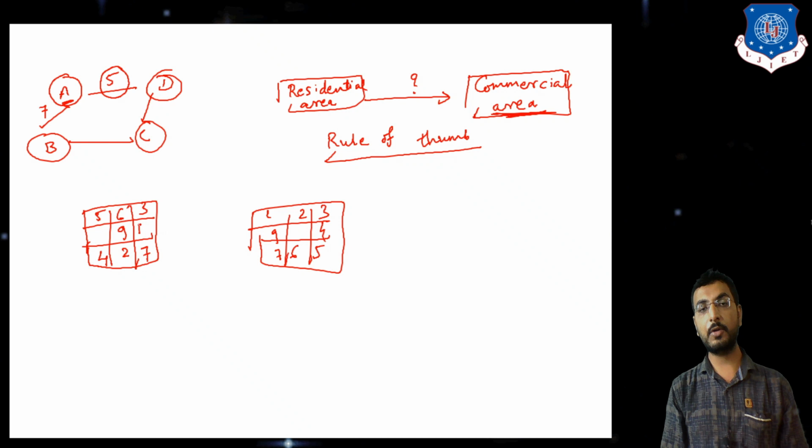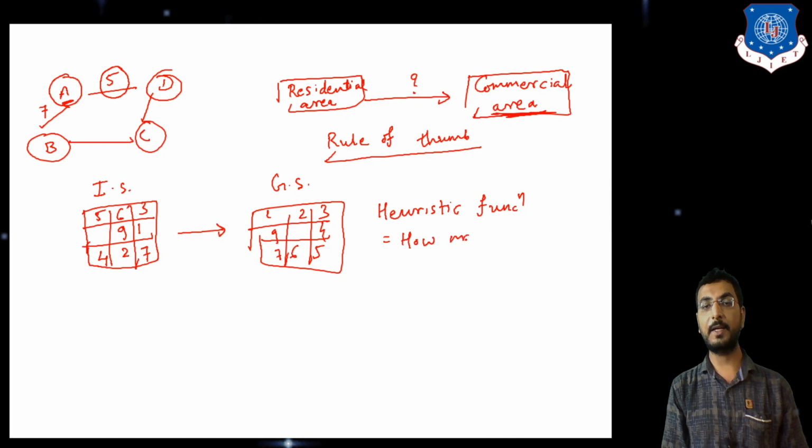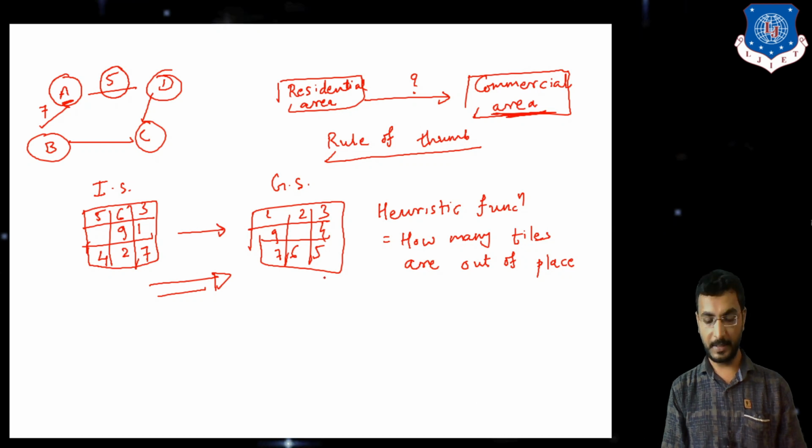Okay, so see what you are going to select in form of heuristic function if you want to go from this initial state to goal state. What will you select in form of heuristic function? In form of heuristic function, you are going to select, let's say, how many tiles are out of place. That is called my heuristic function. That heuristic function can be easily selected to solve this 8 puzzle problem from initial state to goal state. Getting my point or not?